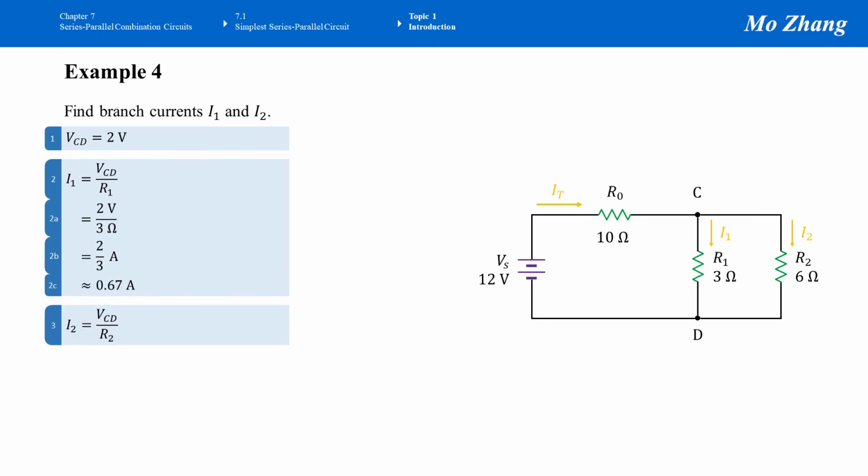Apply the same Ohm's law current formula for finding I2. I2 equals VCD over R2. And then plug in numbers. It is 2 volts over 6 ohms, right? 6 ohms for R2. And the current equals 1/3 amp. Convert it to decimal and keep 2 digits after the decimal point. The answer is rounded to 0.33 amp.